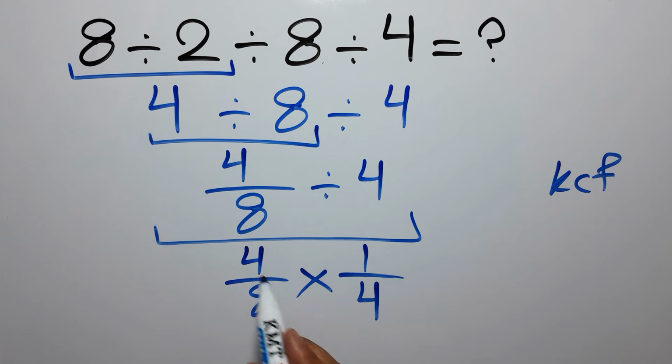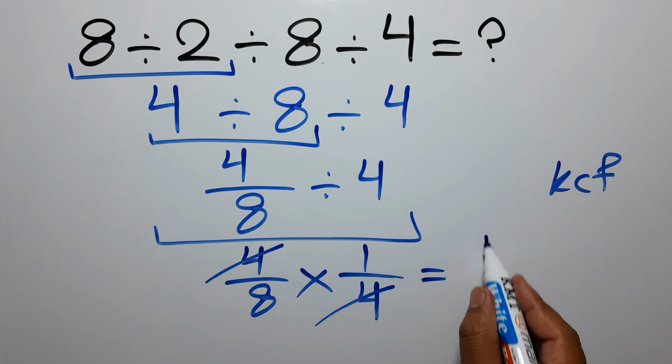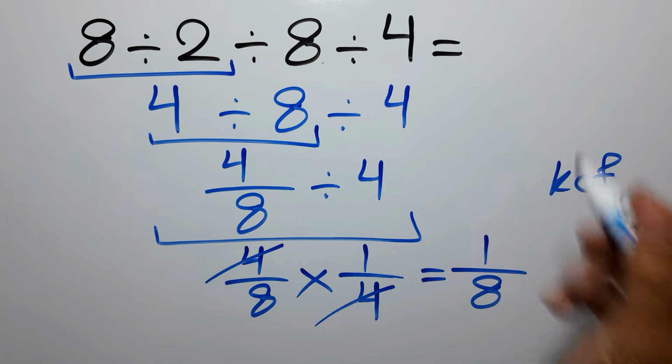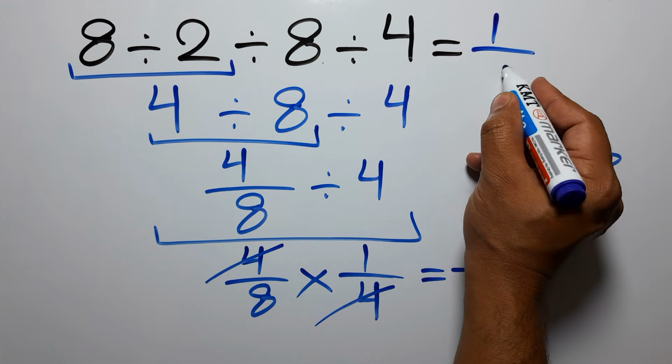We can easily cancel this 4 and this 4, so we have just 1 over 8. And this is our final answer to this problem. The correct answer is 1 over 8.